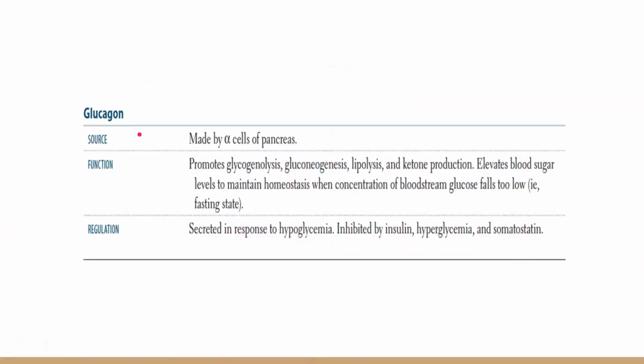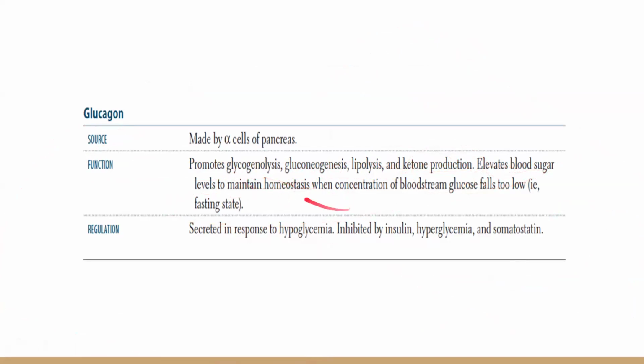Glucagon: its source is the alpha cells of the pancreas. Its function promotes glycogenolysis, so breakdown of glycogen; gluconeogenesis, which is formation of new glucose; lipolysis, which is breakdown of lipids; and ketone production, which was from the fatty acid oxidation. It elevates blood sugar levels to maintain homeostasis.